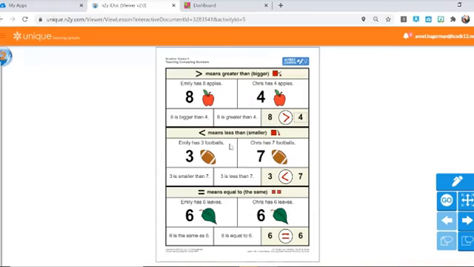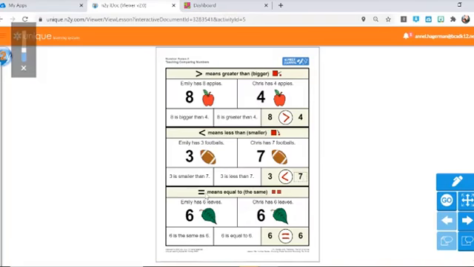Good job. So this little one means less than or smaller. Emily has 3 footballs. Chris has 7 footballs. 3 is smaller than 7, so that means that 3 is less than 7. And that's how you would write it.